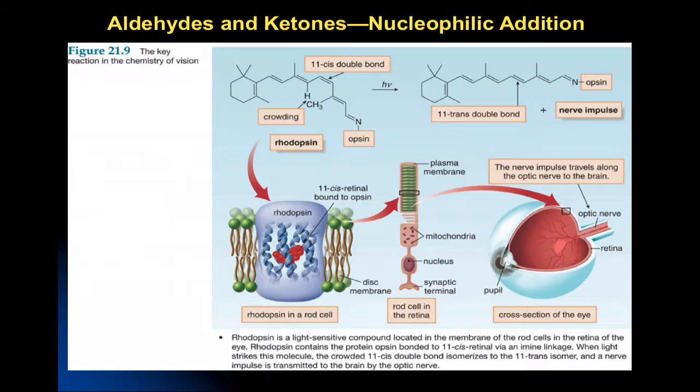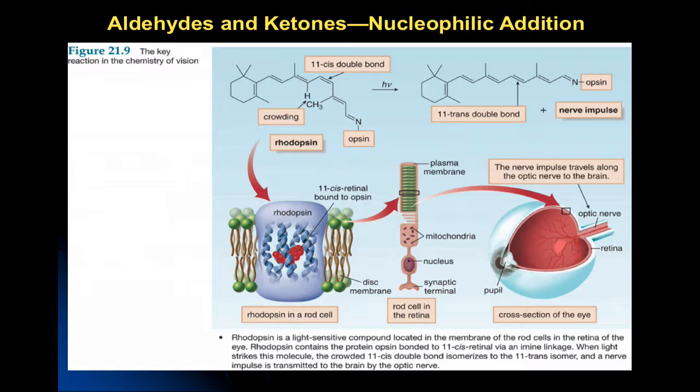And my brain has this perception of what light is, right? So that's how this works. Now imagine if this happened. Do you think it's easy to go from a trans double bond back to a cis double bond? It is not. So, I'm born, my eyes open, and I see for a few milliseconds, and then I'm blind for the rest of my life. That's not very practical, right?